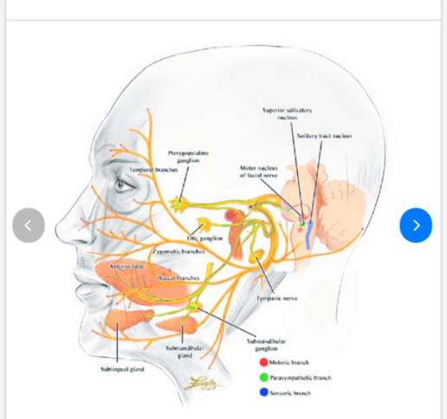Structure and function. There are four major functions of the facial nerve. General somatic efferent: motor supply to facial muscles. General visceral efferent: parasympathetic secretomotor supply to the submandibular and sublingual salivary glands and the lacrimal gland.